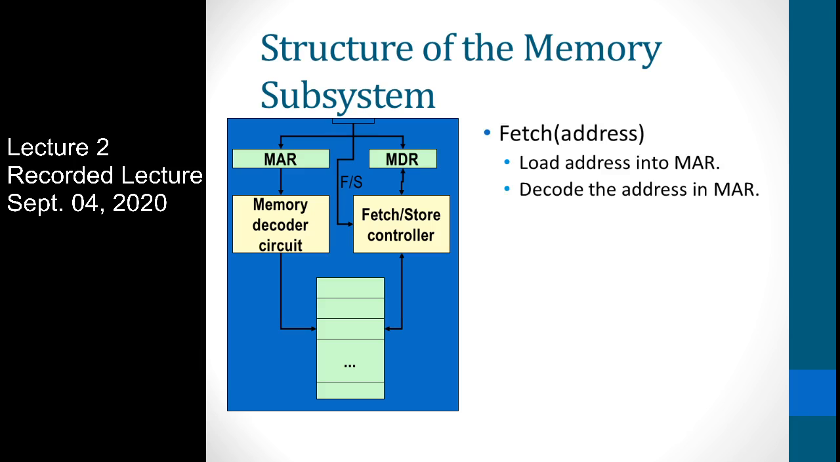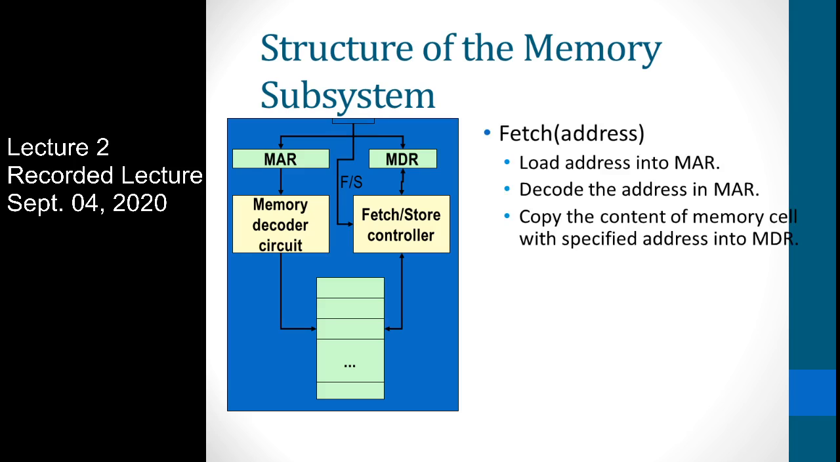Okay, sabi dito, di ba? Fetch address, load address to MAR, decode address in MAR, copy the content of memory cell with specified address to MDR. Okay? So, si MAR, siya yung kumukuha ng address. Sa MDR naman, siya yung kukuha dun sa program. Same din kapag magra-write na. Okay?